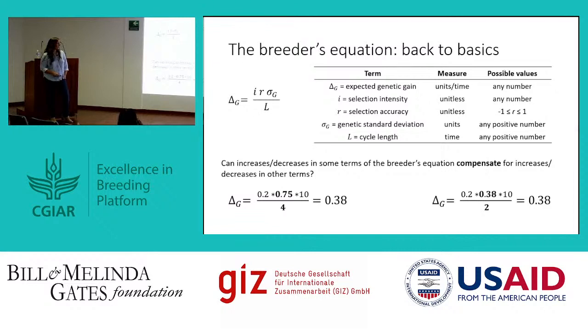Now, if we look over here at a different population, they have the same intensity, the same genetic standard deviation, but it actually has lower accuracy. It's only 0.38. But the cycle length is 2 in this population. You end up with the exact same expected response to selection, okay? So this can be kind of alarming, how low your accuracy can get when you still have good response to selection. So that's kind of interesting.